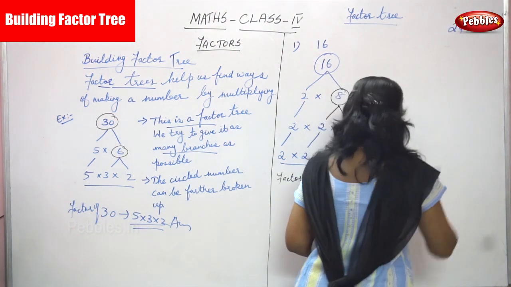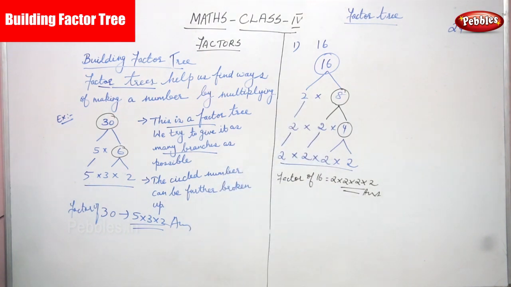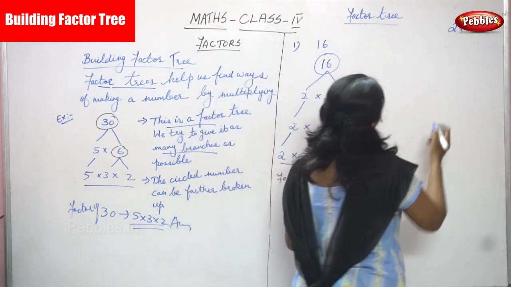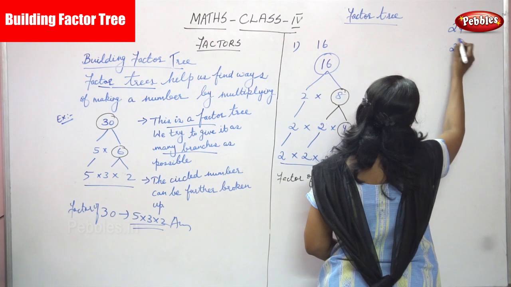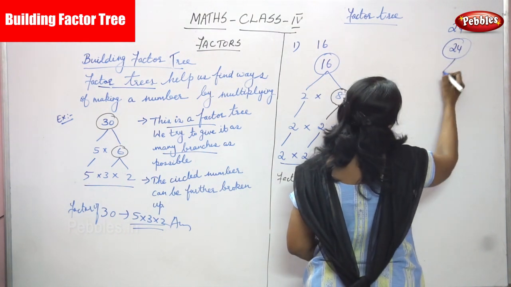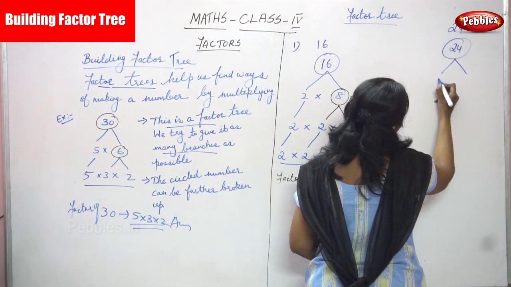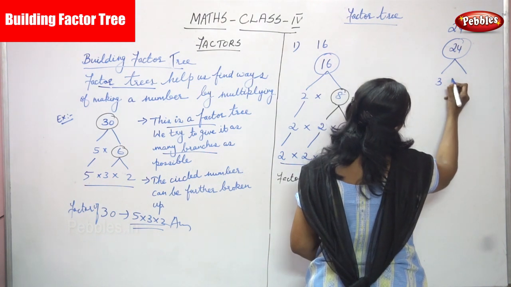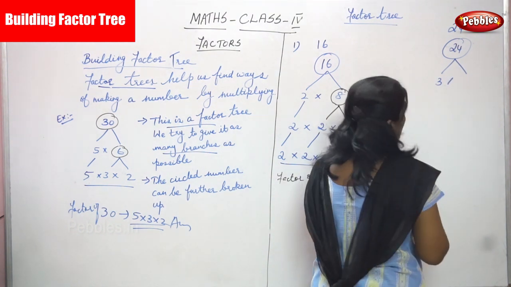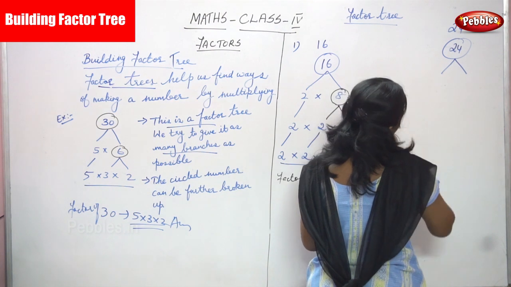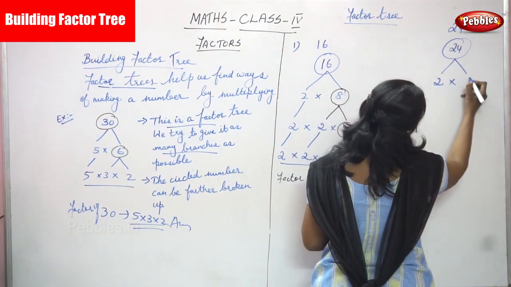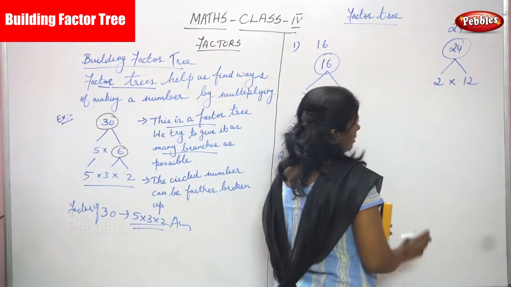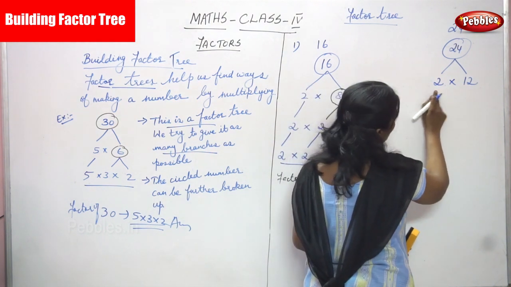So we are going to solve the sum of 24. So what are you going to do? 24, you have to circle it. Now you are going to find the factor of 24. That means I am going to write 3 into 8, or else 2 into 12, whatever it may be. First you take the simple one, 2 into 12. Start with the very smallest number, 2 into 12.